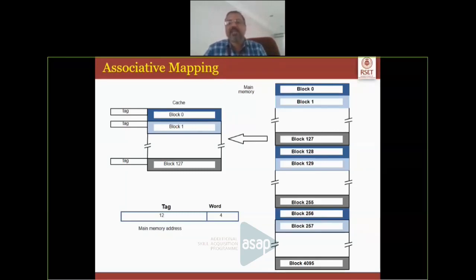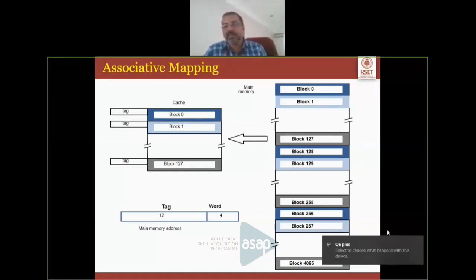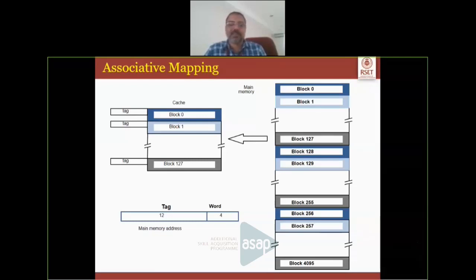Okay, coming back. Here block 0 of the main memory can be loaded to any block whichever is free in the cache memory. There are advantages and disadvantages. The main advantage is that if there is any free location in the cache memory, it can be loaded. Then what is the disadvantage? To check whether the data required by the processor is in the cache memory, the processor has to check the entire cache blocks to find out whether it is there or not. That is one of the disadvantages. The main advantage we have also mentioned.